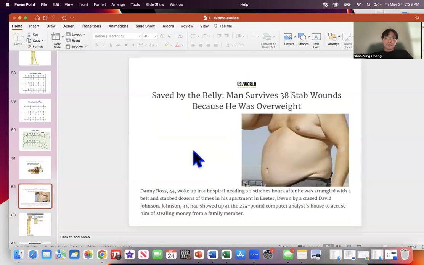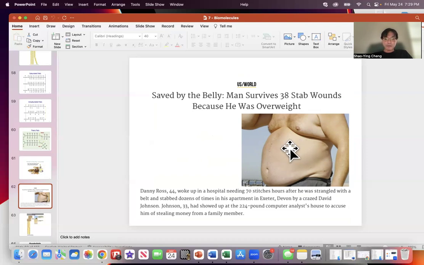Okay, and about this FYI, I won't tell you. This person, his fat saved his life. He's been stabbed 38 times. He's supposed to die because every time the knife goes in, it will damage your inner organs, so you have inner bleeding. But this guy has a lot of fat.